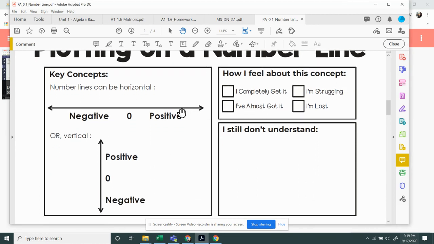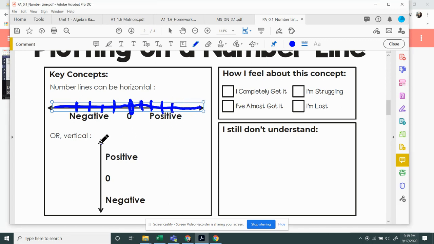Number lines can be horizontal, just like this number line here, or number lines can be vertical. So let me get a pen. There I go. Okay, here's our horizontal number line with 0 in the center. And then we could imagine -1, -2, -3, -4. And then the positive numbers, +1, +2, +3, +4, and so forth.